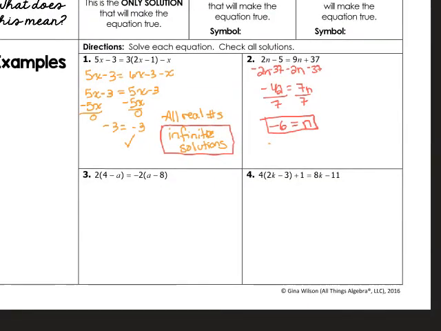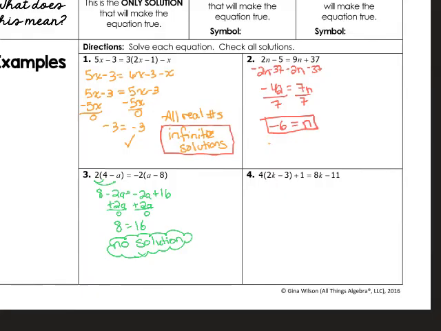How about the next one? Well, we have to distribute twice. We're going to do 8 minus 2a equals negative 2a plus 16. So, is this an infinite solutions? Well, if I add 2a to both sides, I'm going to get 8 is equal to 16. And is that true? No, it's not true. 8's not 16. 8 is 8. So therefore, there is no solution. There is no number you could put in for a that would make these balance out. There's definitely no solution here.